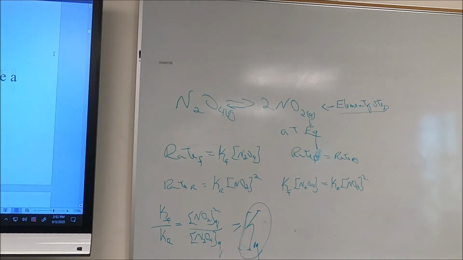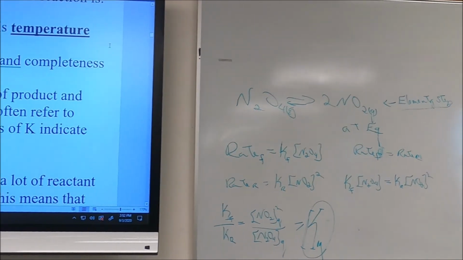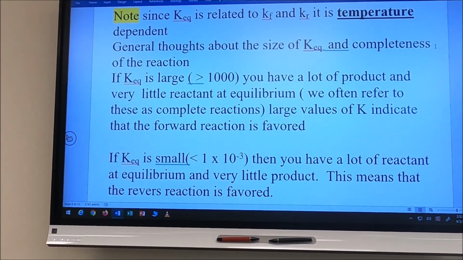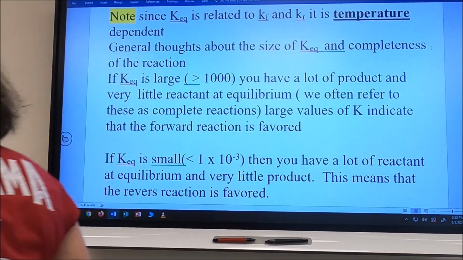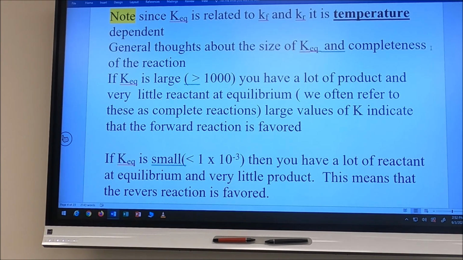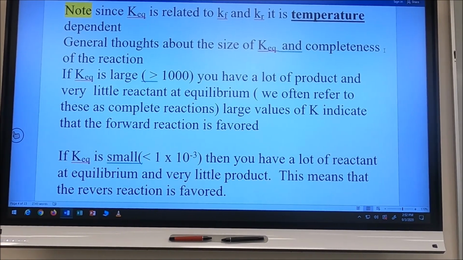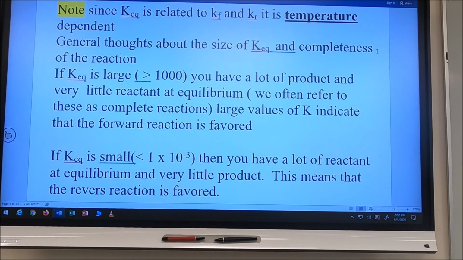Okay, scroll up for me. Okay? So, keep going. Let's talk a little bit about K, equilibrium, and what it tells us. Now, looking at the equilibrium constant, the size of the equilibrium constant is going to tell us something about how much product we're going to get relative to how much reactant.